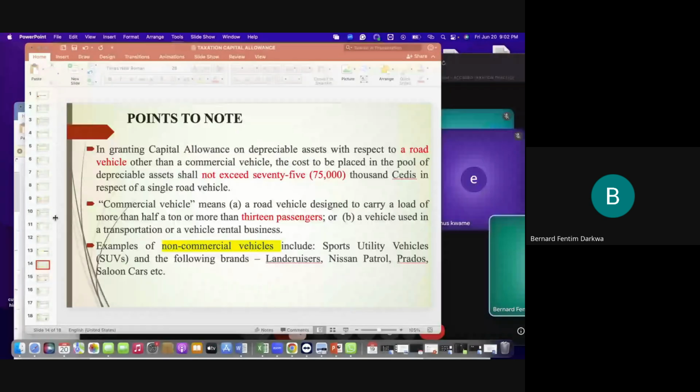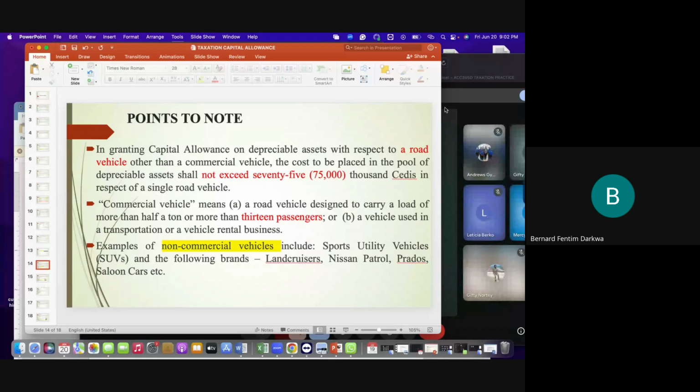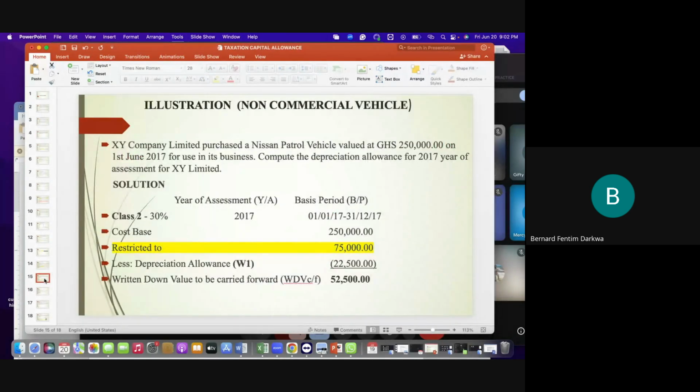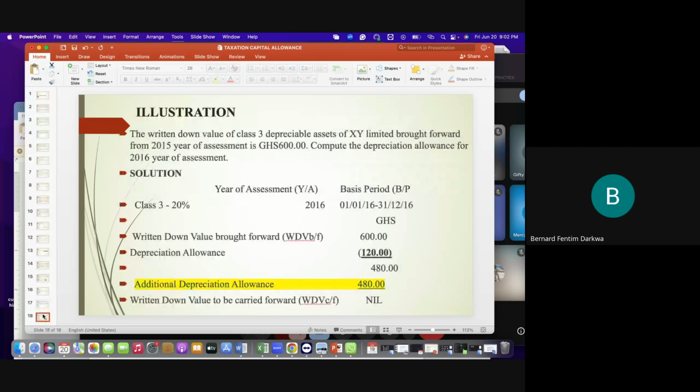From the way things are going, I want to end here so that in the next week when we meet, we do a lot of calculation. Because where we are going, the points to note, commercial vehicle and that thing. We have to look at the commercial vehicle, look at the points to note, and do some calculation on the capital allowance and prepare the capital allowance.